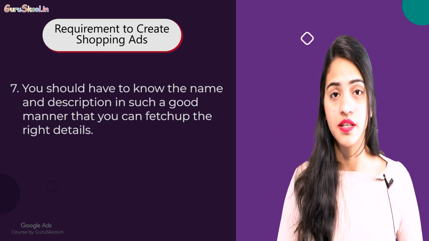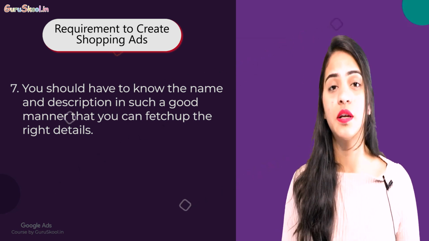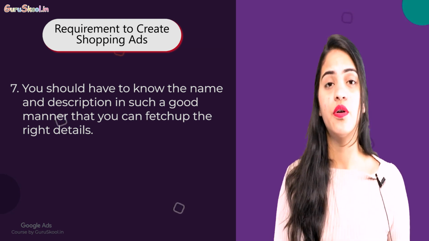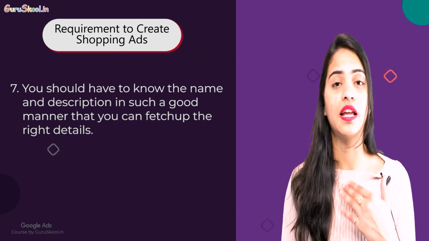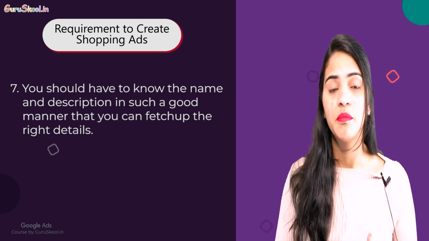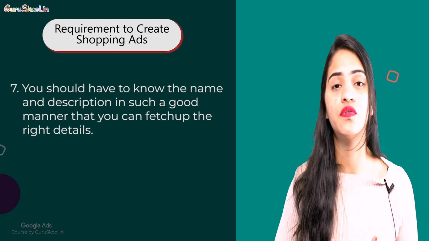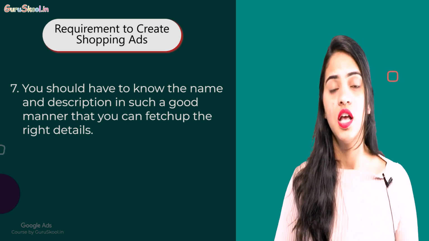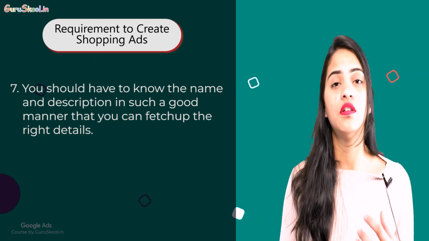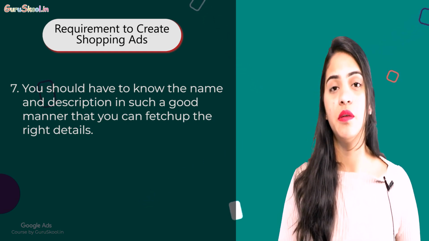Whatever your product is, you should know its name and description and write it in a good manner, because you need to keep the record of it. You need to write it down in very good language and in a very good sense, so that Google can fetch the right details. Because if Google does not fetch the right details, it would send you the wrong traffic, which will result in a loss. So make sure your product name and description are described in such a way that Google can fetch the details. So these are the 7 main points.